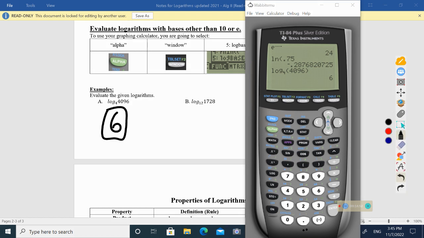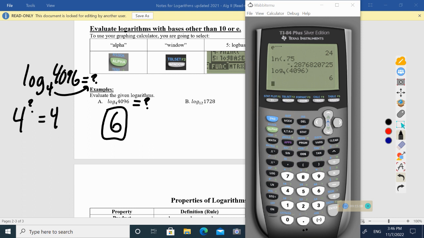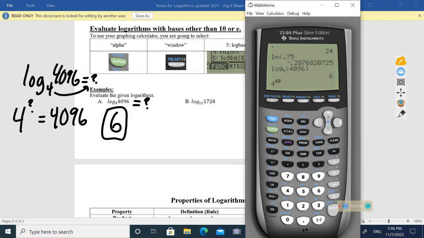Now, go back to what does that mean? We set this up equals question mark. We didn't know what it equals. So basically, we're saying take the base to the opposite power. 4 to what power equals 4096? That's what I'm figuring out. And 4 to the 6th power equals 4096.